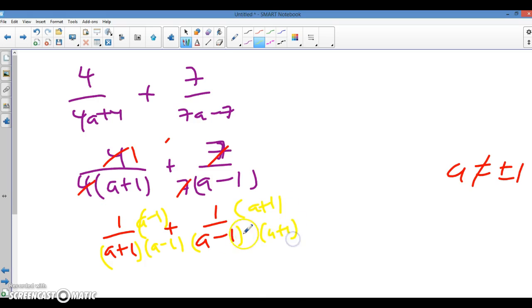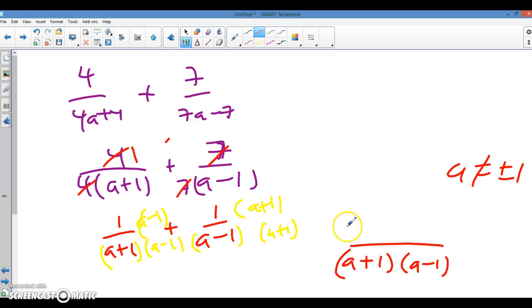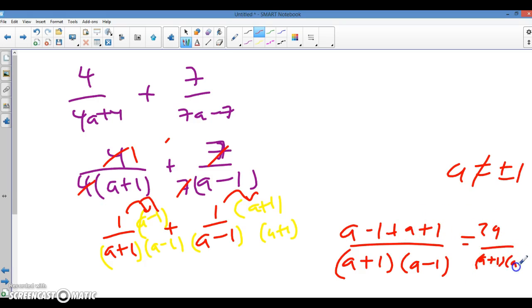The lowest common denominator is a minus 1 times a plus 1. And then that gives me a denominator, like I said, of a plus 1, a minus 1. And on the top, I have a minus 1. So when I multiply 1 times this, and I multiply 1 times this, that's plus a plus 1, which is 2a over a plus 1, a minus 1.